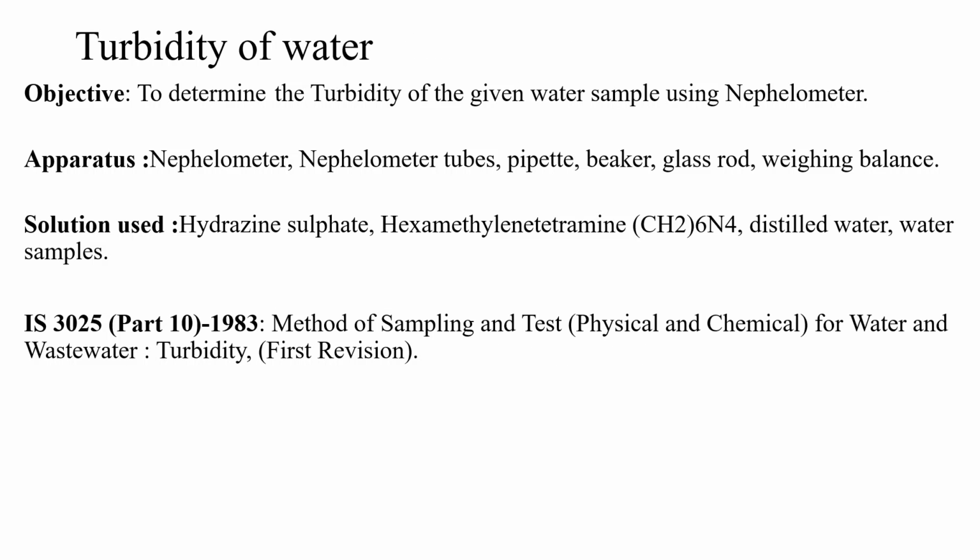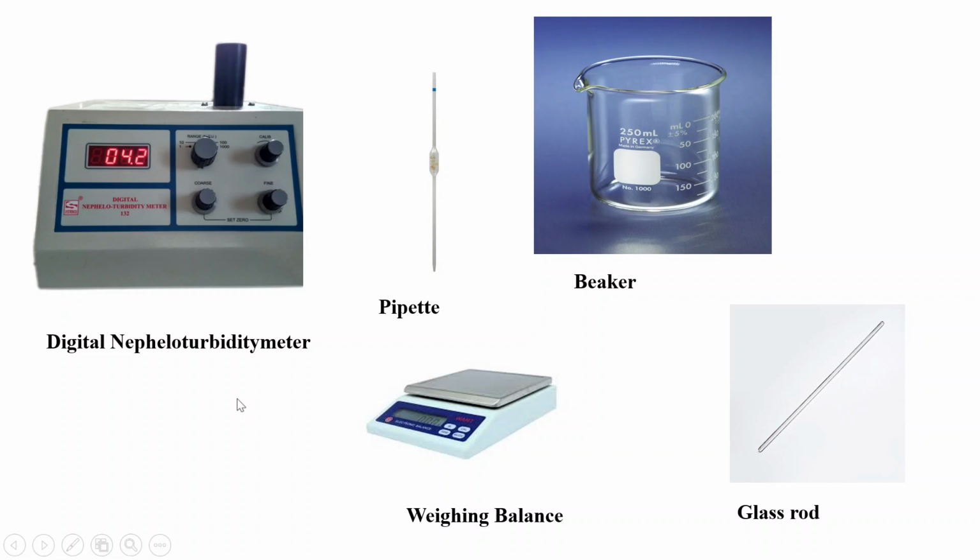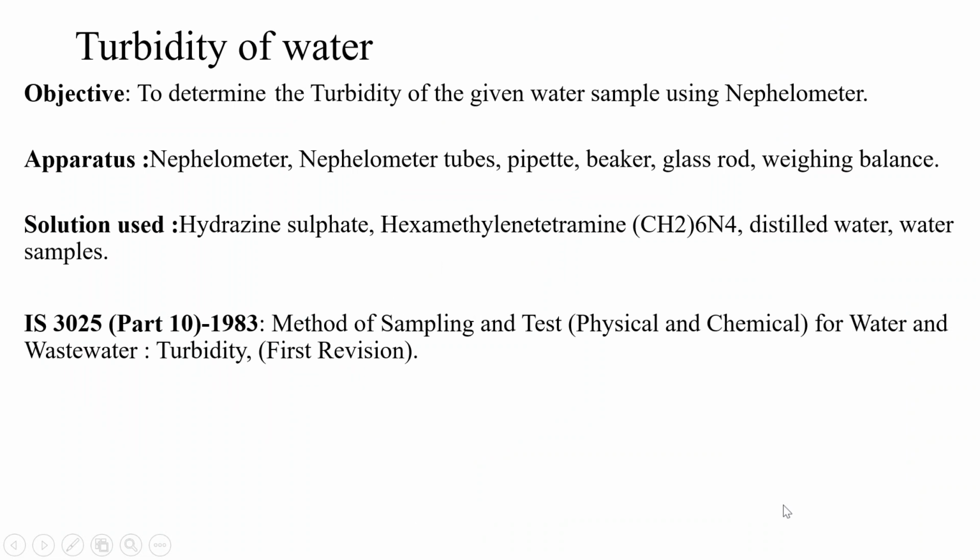So the objective of this experiment is to determine the turbidity of the given water sample using a nephelometer. The apparatus is a nephelometer, tubes, pipette, beaker, glass rod, and weighing balance. As you can see here, this is a digital nephelometric turbidity meter. Then the solutions used are hydrazine sulfate, hexamethylene tetramine, distilled water, and water samples. The reference is IS 3025 Part 10, 1983, method of sampling and test for water and waste water.